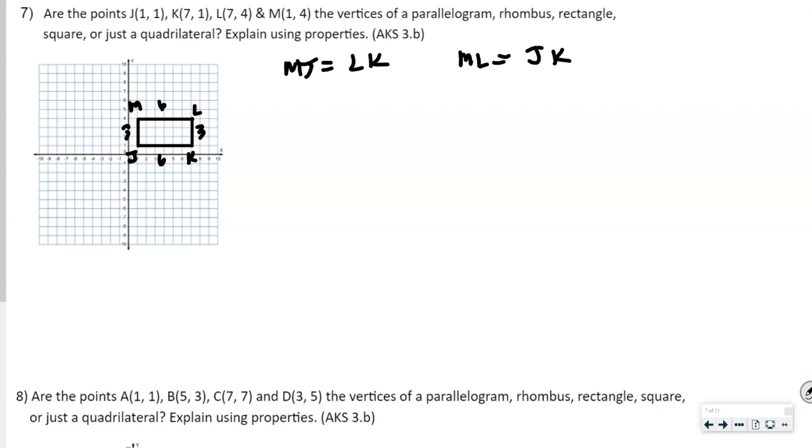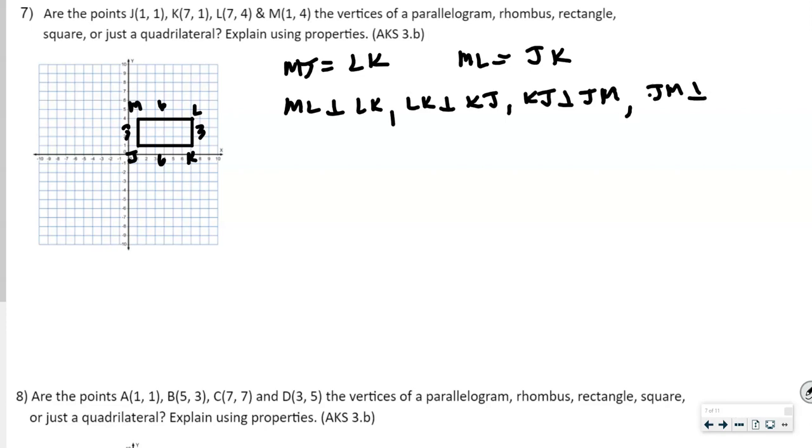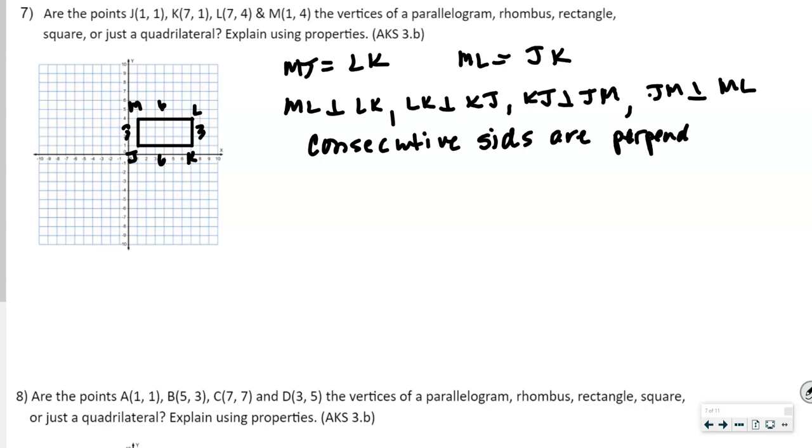Okay, then also because we have a vertical line and a horizontal line, we can say that ML is perpendicular to LK, and then LK is perpendicular to KJ. KJ is perpendicular to JM. And then we could say JM is perpendicular to ML, okay? So because all the consecutive sides, that's what we're going to write, are perpendicular, we could say that this is a square or a rectangle, right? So I'm going to write that, okay?